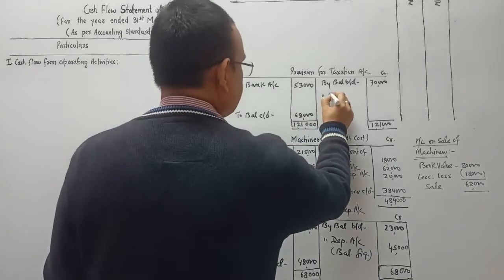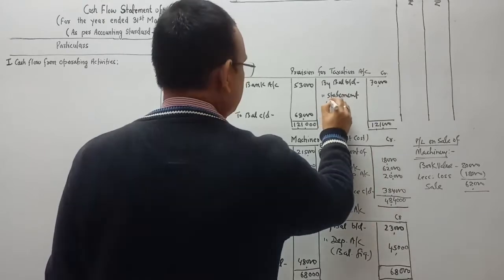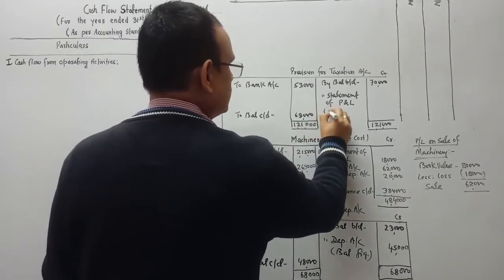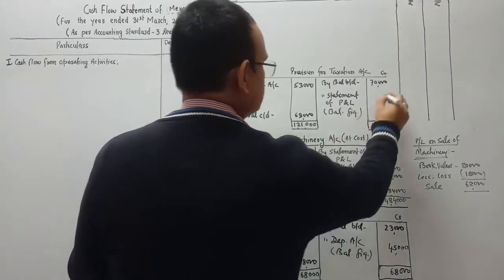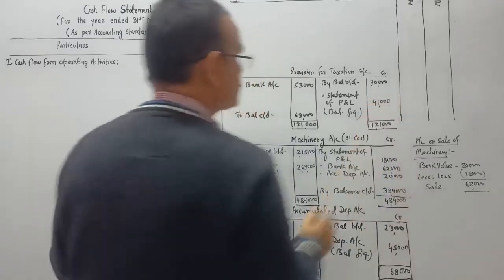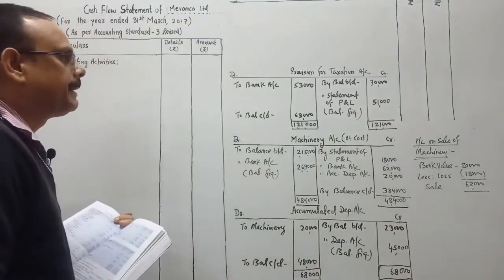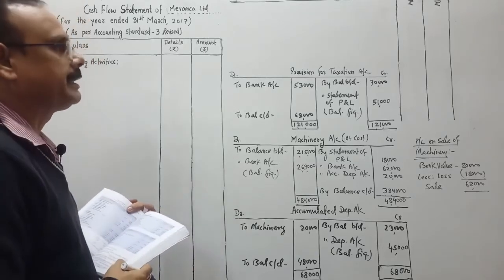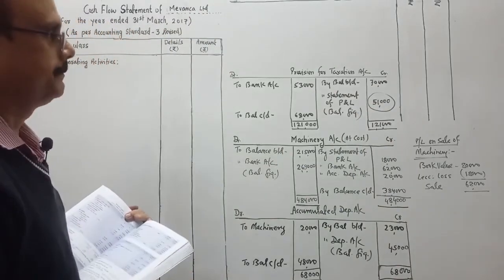So this will indicate the statement of P&L. Provision for tax made during the year. This is the balancing figure. So this will be 51,000, the provision for tax made during the year. This is very important. Provision for tax made during the year. Okay.